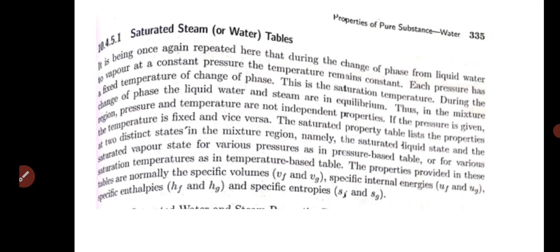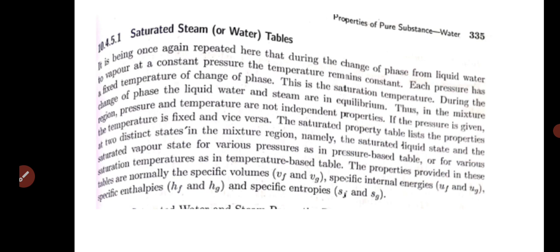It is being once again repeated here that during the change of phase from liquid water to vapor at a constant pressure, the temperature remains constant. Like you take the case of water at normal or atmospheric pressure, the boiling point is 100 degrees centigrade. Fine. So, at this atmospheric pressure, there is now a fixed constant pressure, and the boiling point is fixed, that is around 100 degrees centigrade. So, here when the water is boiling or changing phase from water to steam, the temperature will not change. That is why it is called latent heat, because here the temperature does not change.